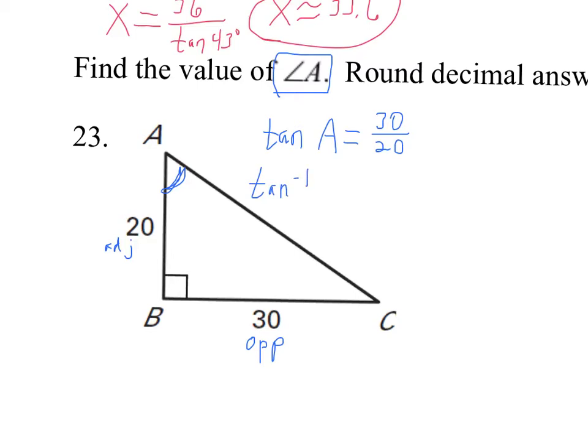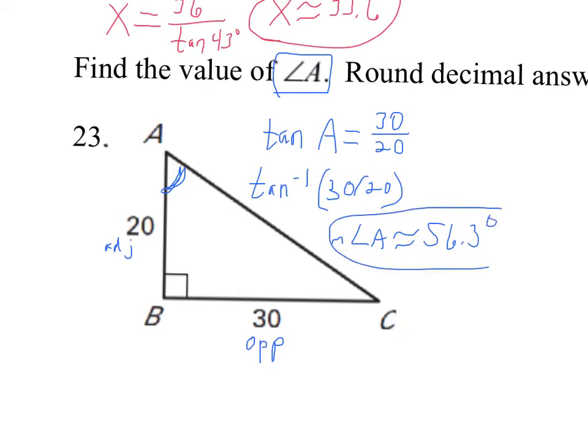On your calculator, it has the little -1 there. So we're going to say inverse tangent 30 over 20. It's like you're asking the calculator, what is the degree of the angle that has a tangent of 30 over 20? And so you go ahead and type that in. And it says 56.3. So the measure of angle A is approximately 56.3 degrees.